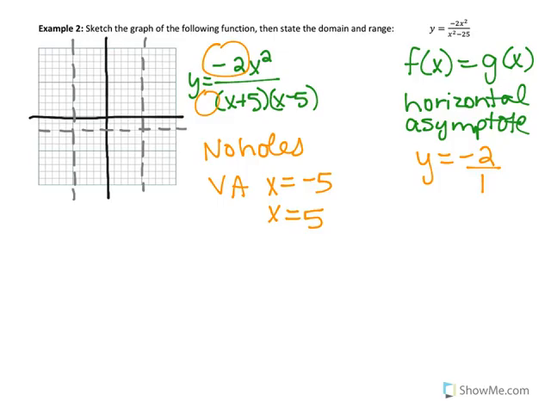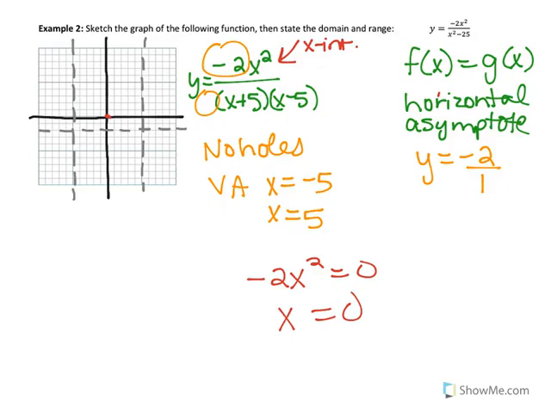Okay, to graph from here, the first thing that you're going to know is that whatever makes the top 0 is going to be an x-intercept. So anything you have remaining on the top that makes it 0 is going to make your x-intercepts. So negative 2x squared is going to equal 0, so x would equal 0. So I'm going to have an x-intercept right here.